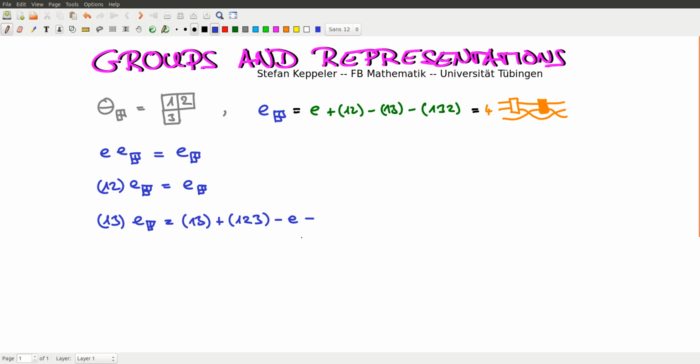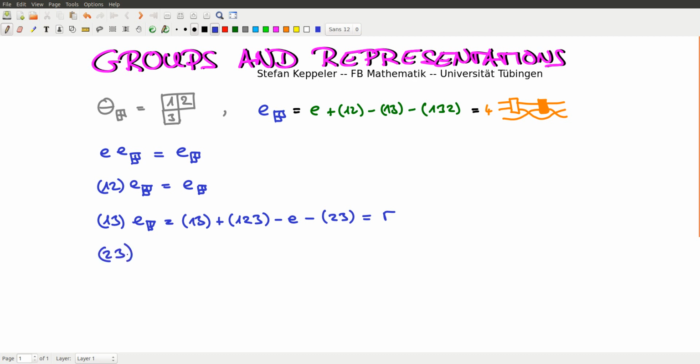And finally, (1,3) times this cyclic permutation. So 1 goes to 3, 3 back to 1. We don't have to write this. 2 goes to 1, 1 goes to 3, 3 goes to 2. That's it. Let's call this R. It's just another group algebra element. So far we got two different group algebra elements as results.